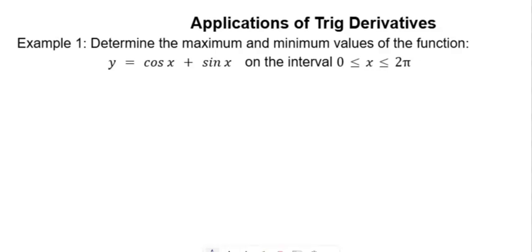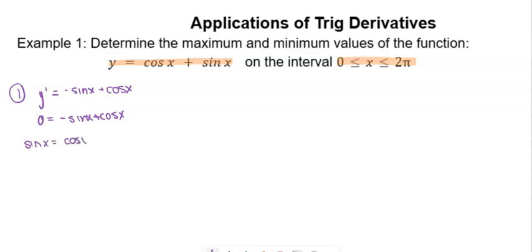Applications of trig derivatives. Let's say we want to determine the maximum and minimum value of this function y equals cos x plus sin x on the interval 0 to 2 pi. The first thing we're going to do is take the derivative. The derivative of cos is negative sine x, and the derivative of sine is cos x. Since we're looking for a maximum and a minimum, we're going to set this equal to 0 and rearrange to isolate the variable.